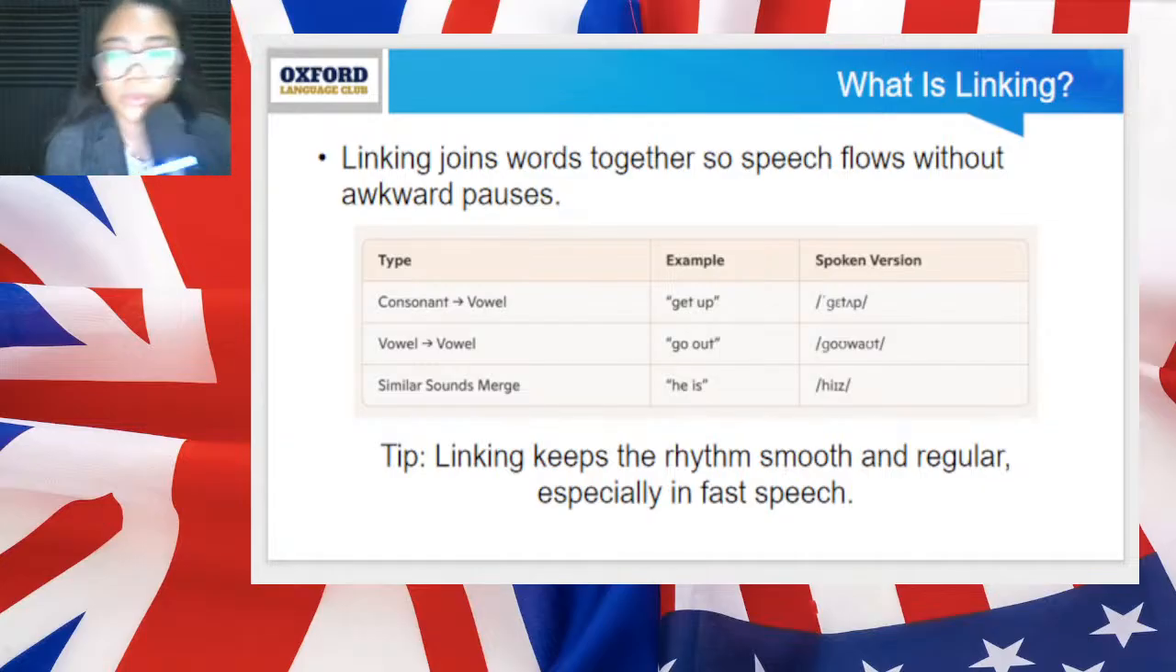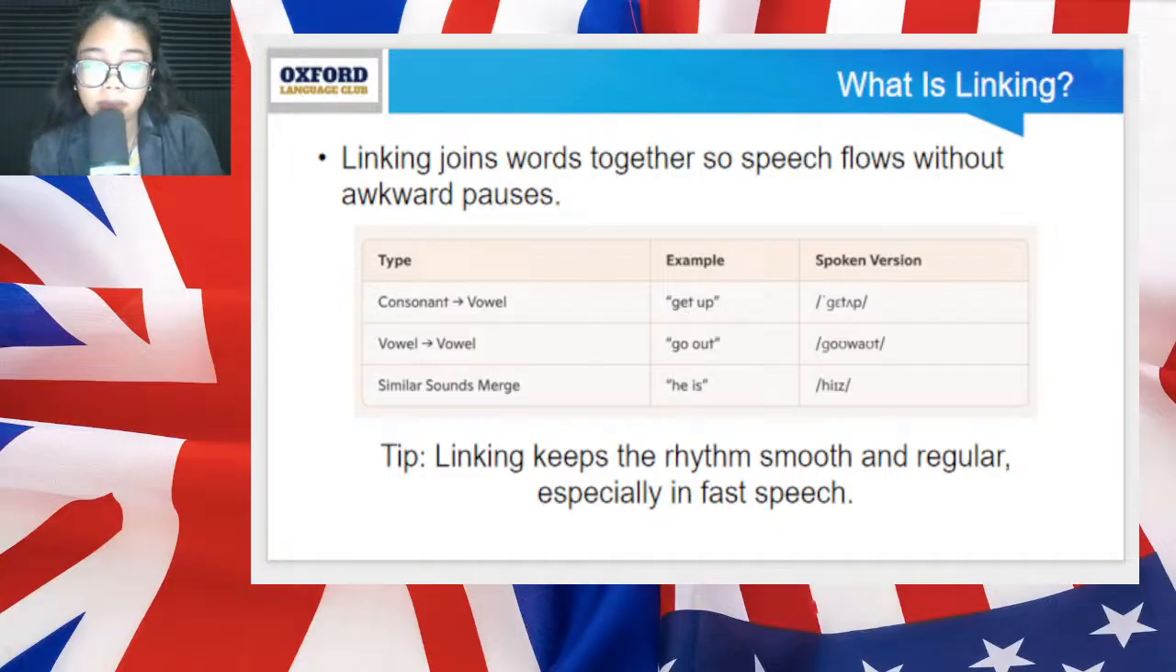So there are already two types of linking that we've discussed: consonant to vowel, and vowel to vowel. So let's finally have the last one. Similar sounds merge. Now, this happens when the sound at the end of one word is very similar or identical to the sound at the beginning of the next word. Instead of articulating the sound twice, our mouths are efficient and we often just pronounce it once, but we might hold the sound slightly longer or simply blend the two occurrences into one seamless sound.